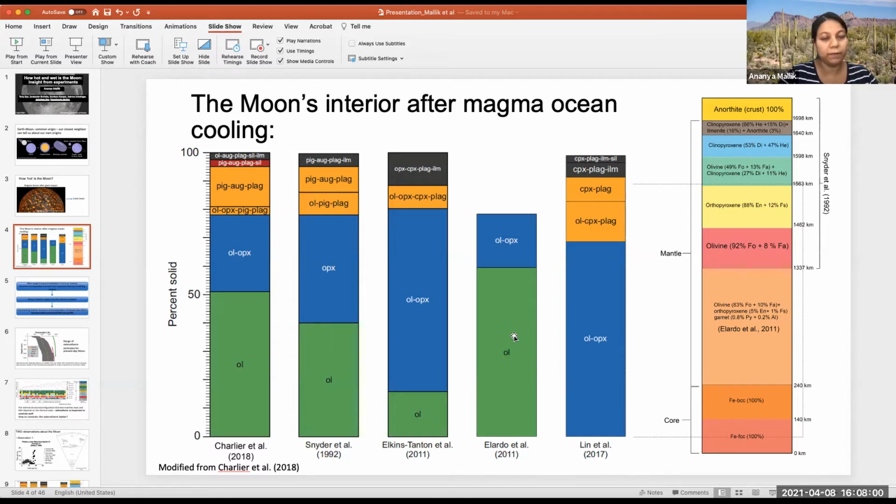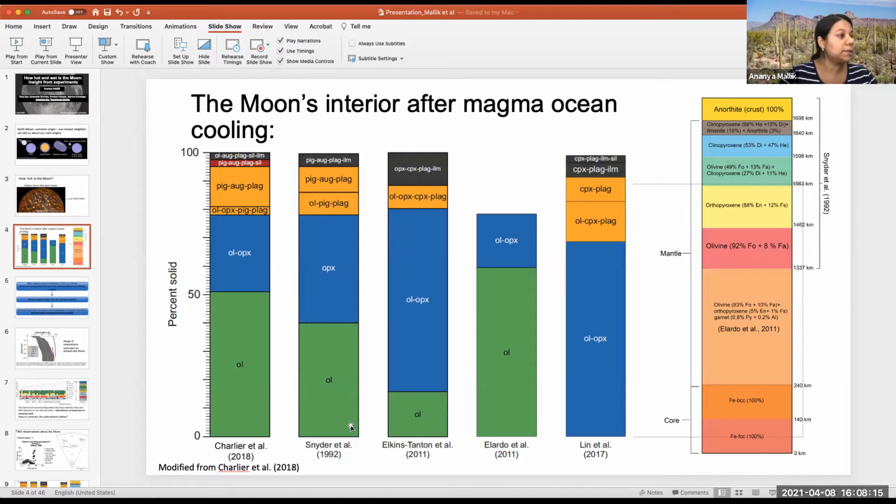of the minerals olivine and orthopyroxene, which are also the two abundant minerals that we have in the Earth's upper mantle. And so that tells us that the moon's mantle is not very different, at least from the Earth's upper mantle. But of course, there are some differences.